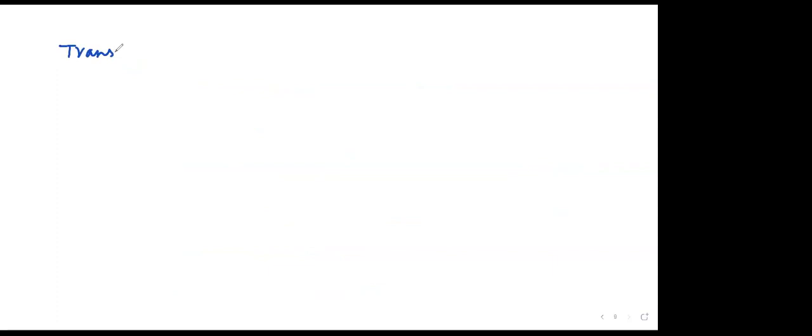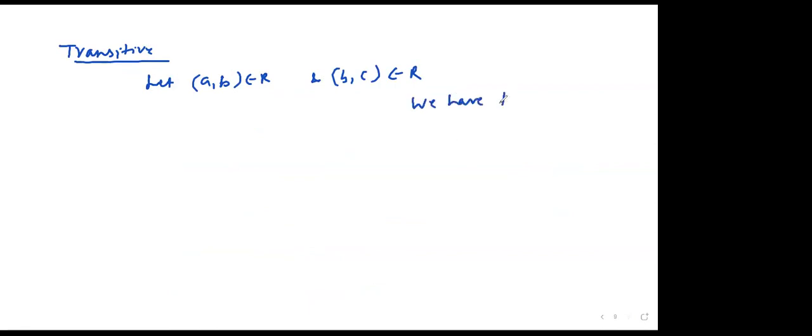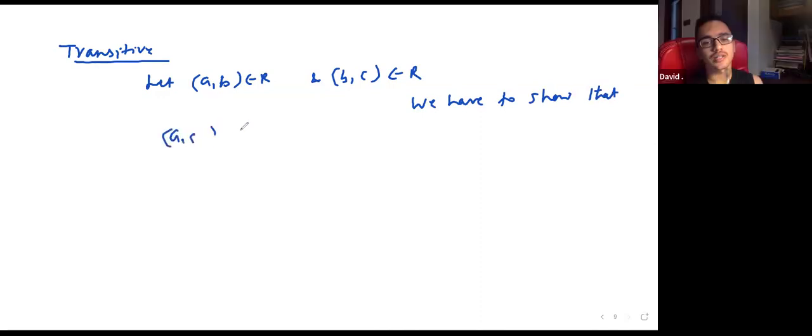Transitive. Let (a, b) belong to R, and (b, c) belong to R. We take two pairs of elements. It's the definition of transitivity that if we have (a, b) belongs to R and (b, c) belongs to R, we have to show that (a, c) belongs to R.